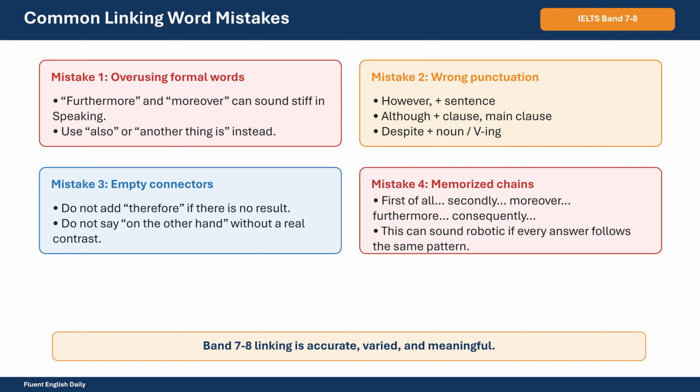Another mistake is using a connector without the correct logical relationship. Do not use therefore unless the second idea is a result of the first. Do not say on the other hand unless you are presenting a genuine contrast or alternative perspective. Finally, avoid memorized chains such as first of all, secondly, moreover, furthermore, consequently. Using several connectors does not automatically make an answer coherent. Band 7 and Band 8 linking is accurate, varied, and meaningful.